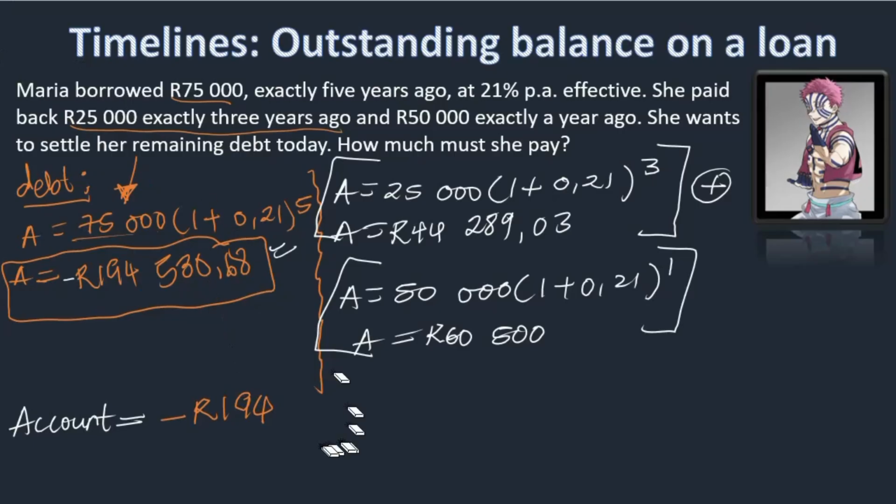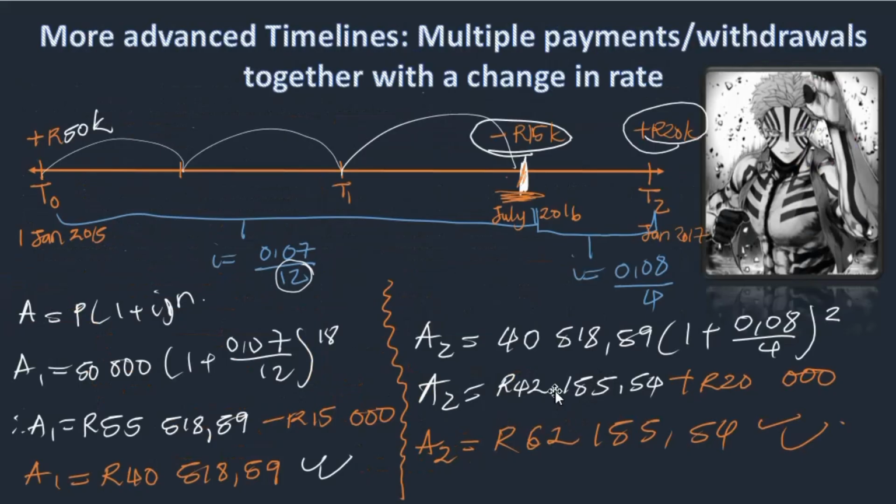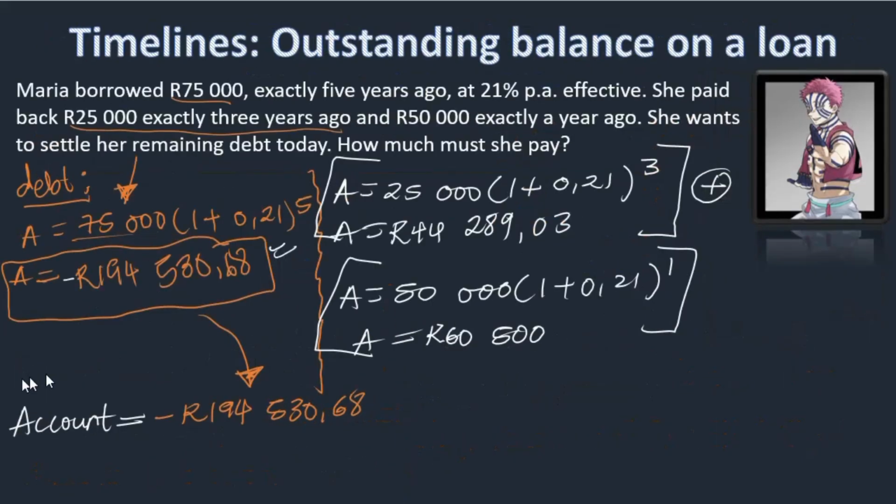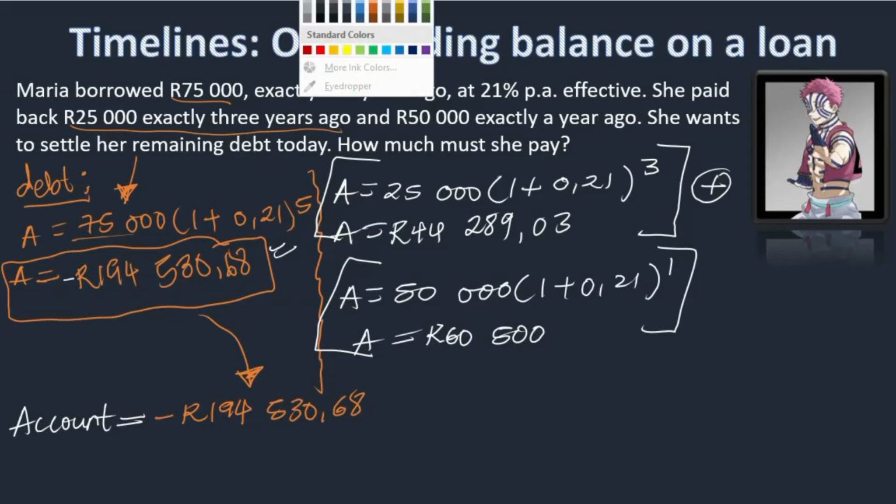Let me write this. I have negative 194,530.68. Right, it's calculating this separately. It's not adding them up together step by step like we used to here. So this is how the bank does things, to calculate your outstanding balance. It takes your loan, the negative balance, and will keep on calculating the loan at the negative balance. And then the money you put in, it calculates with a positive balance.